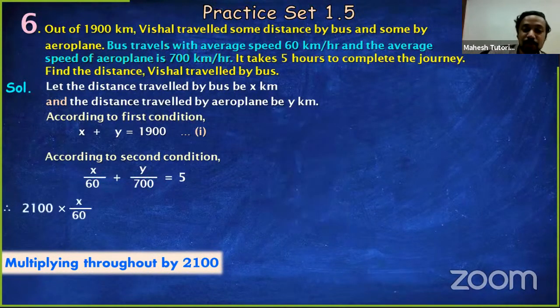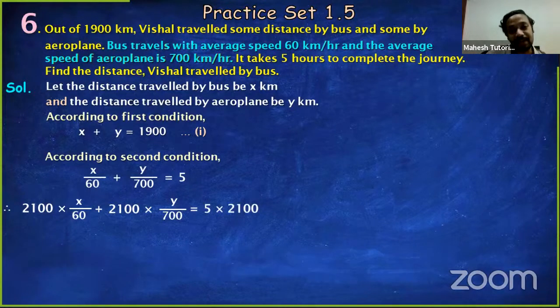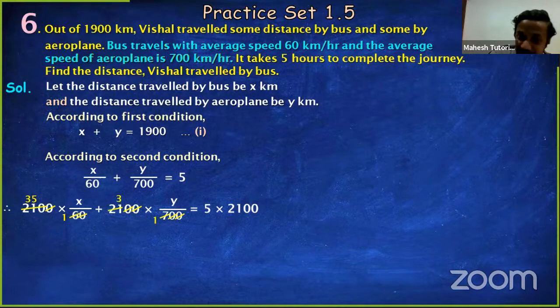So the first term x upon 60 will get multiplied by 2100. Second term y upon 700 will get multiplied by 2100. And the third term 5 will also get multiplied by 2100. So now students, doing the cancellation, 0 0 will get cancelled. 210 and 6. So 6 ones are 6, 35s. Second term, students, 0 0 0 0 will get cancelled. 7 ones are 7, 3s are 21.